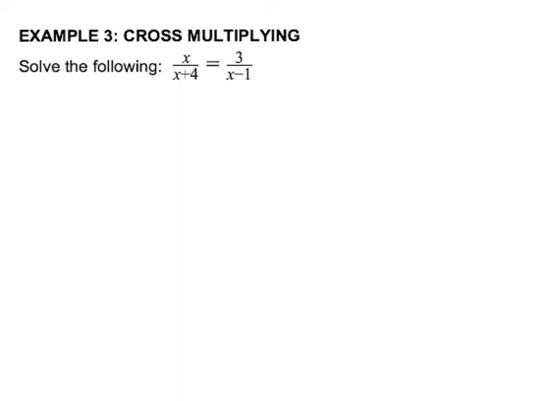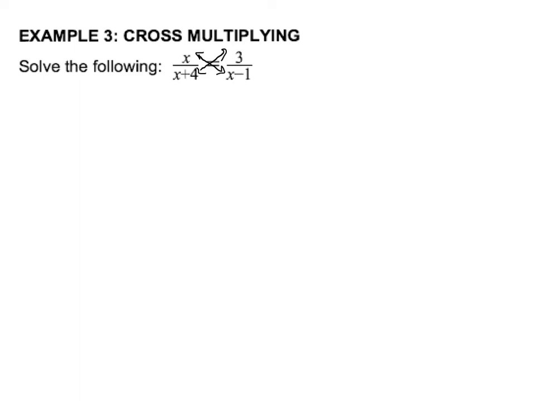So cross multiplication means that you are multiplying the numerator on your left by the denominator on your right, and then you're multiplying the denominator on your left by the numerator on your right, and you're setting those two products equal to each other.